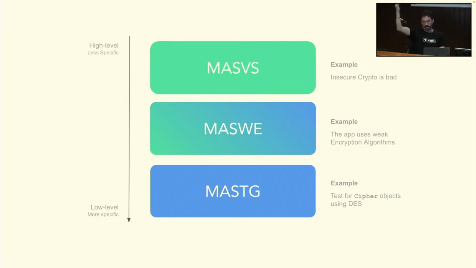So we go from the highest level, very abstract and very general. It's not even about Android or iOS specifically. Something like insecure crypto is bad, to the weaknesses, which speak to one specific thing, like weak crypto algorithms are bad, and the app uses those. And then we get to the MASTG, the testing guide, where you get to the hacking. You get your hands dirty and you go and test for these things. Specifically, you will search for cipher objects in Android that use the weak DES algorithm, for instance.